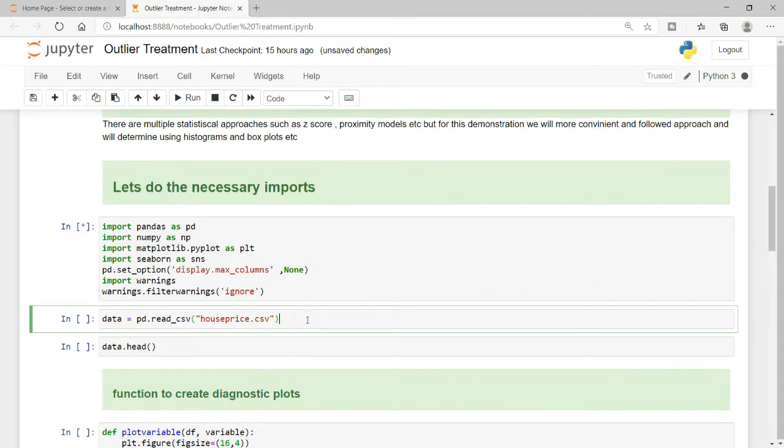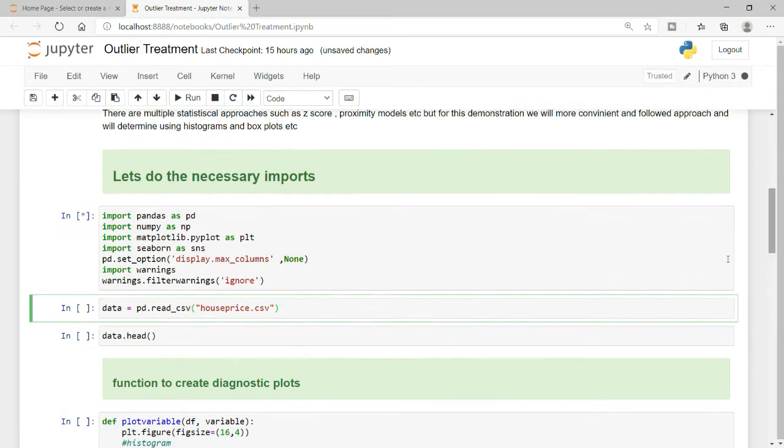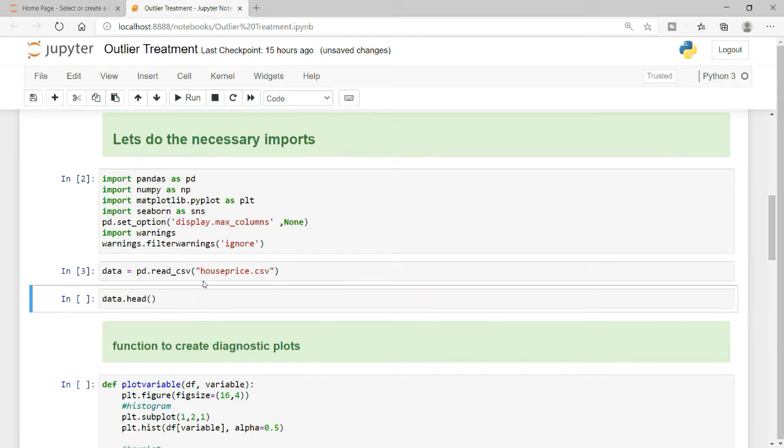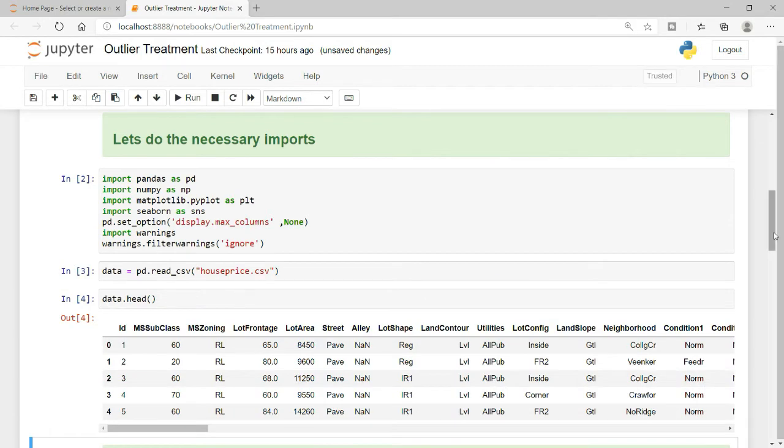Meanwhile, once it runs, I will import my data, and I'm using the house price data here. I am using the house price CSV file. You can get it from the internet; it is very much available if you Google it. Let me run this cell also, and you might have to wait for a while. It has run, and now let me print out the head of my data.